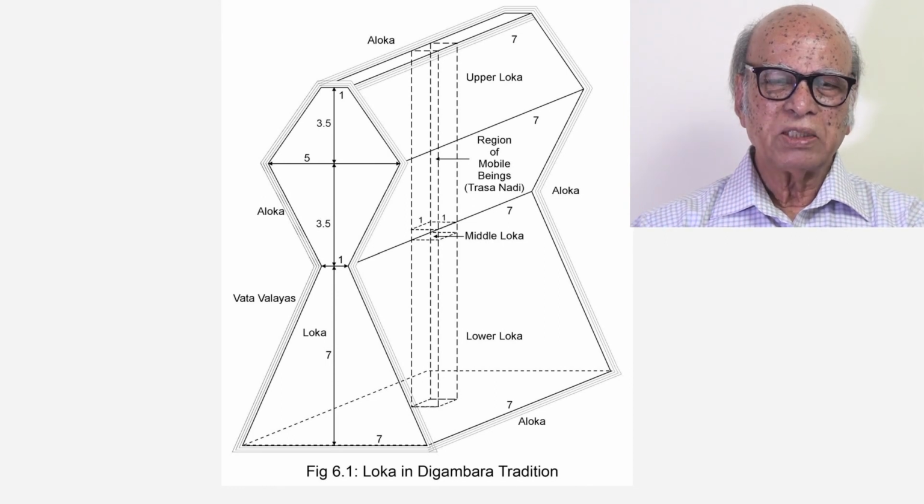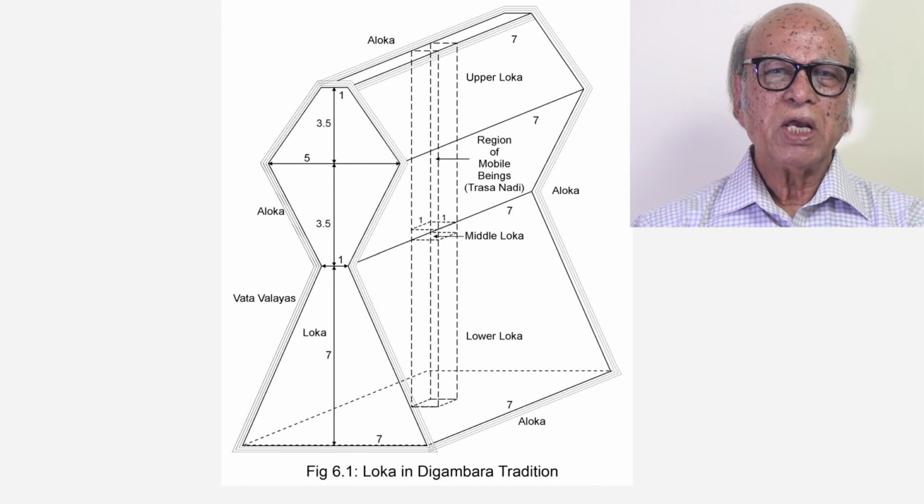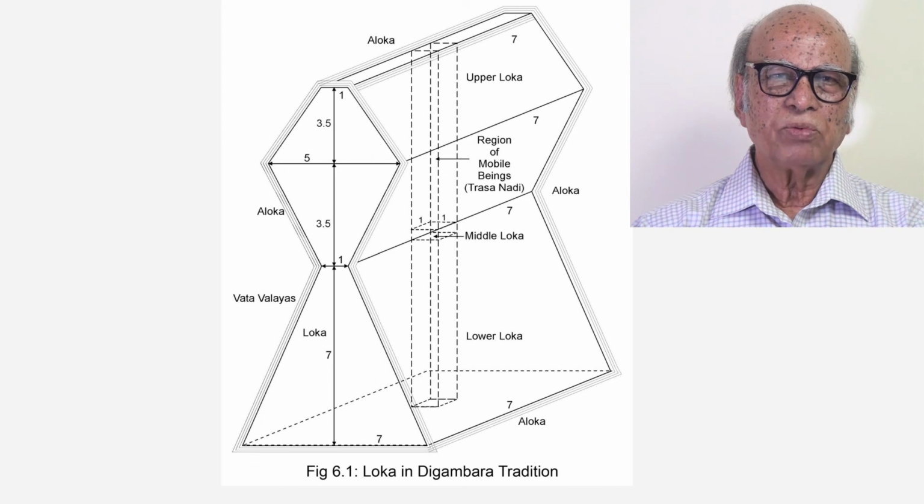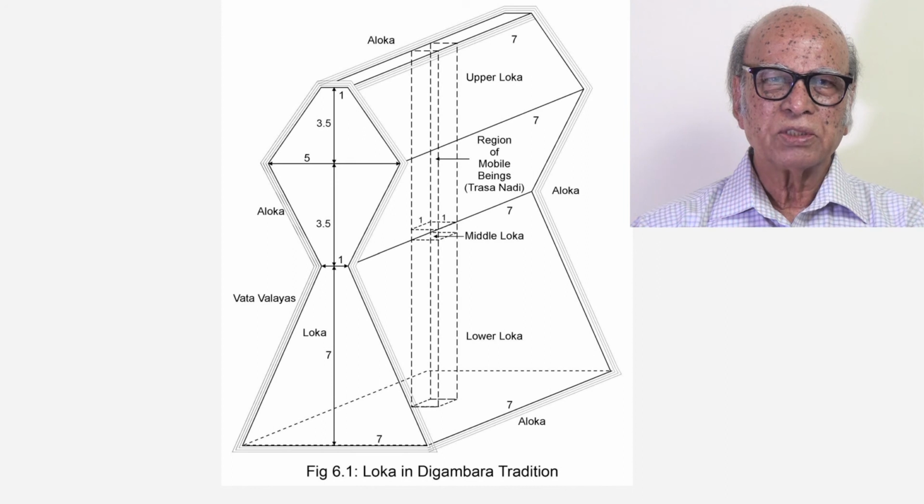And then you see the upper part, it has a height again of 7, 3.5 plus 3.5, and in the middle it has a width of 5. These dimensions are described in terms of Rajju. The Rajju is a unit of distance in Jainism. What is its size in terms of, for example, kilometers or miles? That is very difficult to estimate. It's a very, very big size in relation to these small units of kilometer and miles.